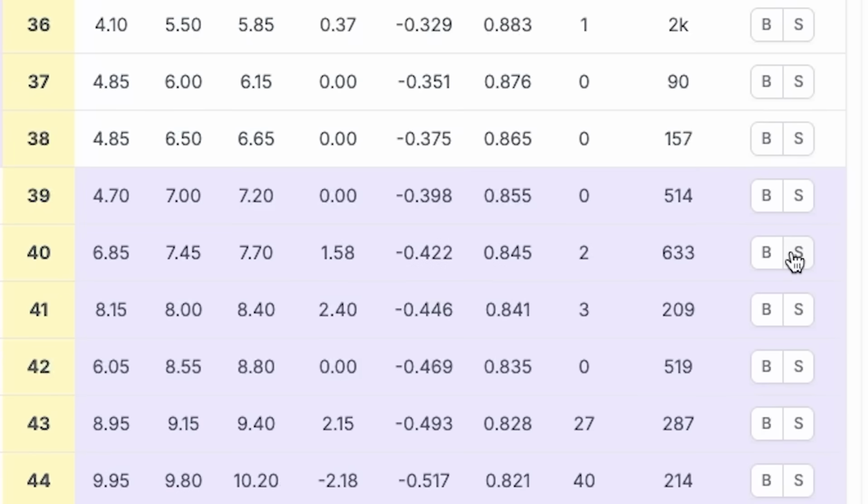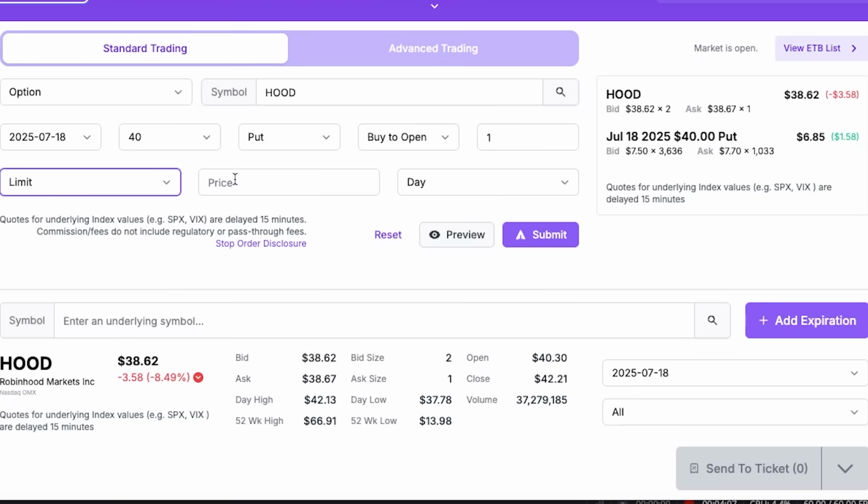You can do these all together, but I don't like to do that because I like to be able to be nimble and get in and out of them at will. So this is the one I am buying. I'm going to send it to a ticket.